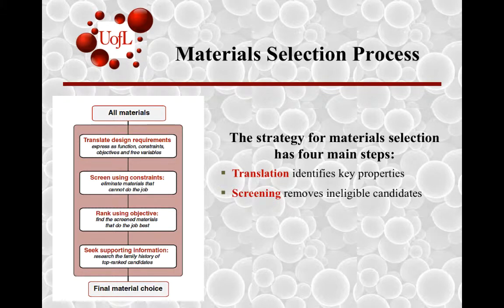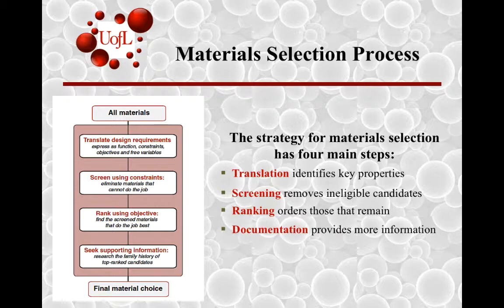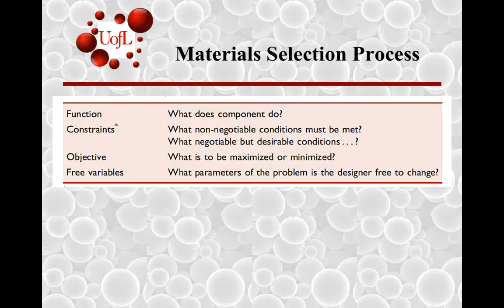Screening removes ineligible candidates, considers things that are good enough. Ranking then allows you to get to the material choices that are the best that are there. That's the difference between screening and ranking, and then that process is documented to give further details about the material and the choices for process and things like that. The focus is on using the material indices that we have defined earlier to get into material selection.